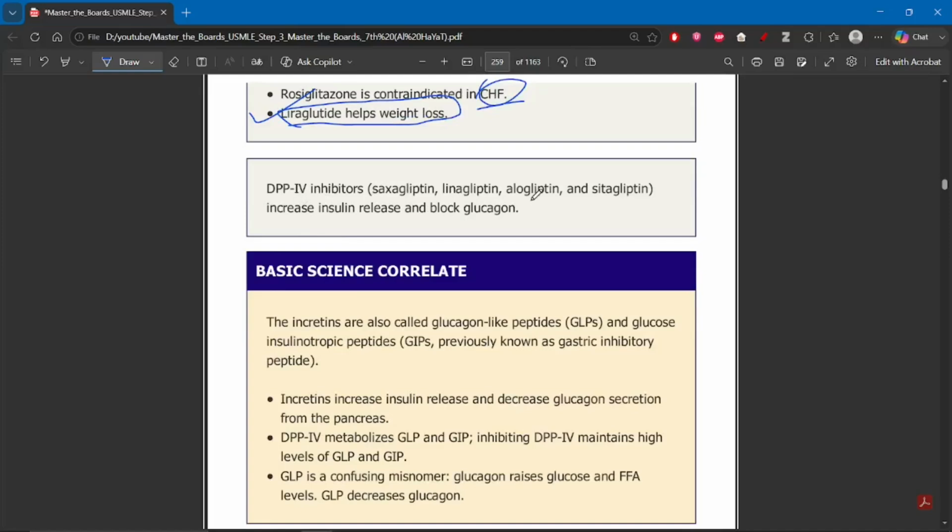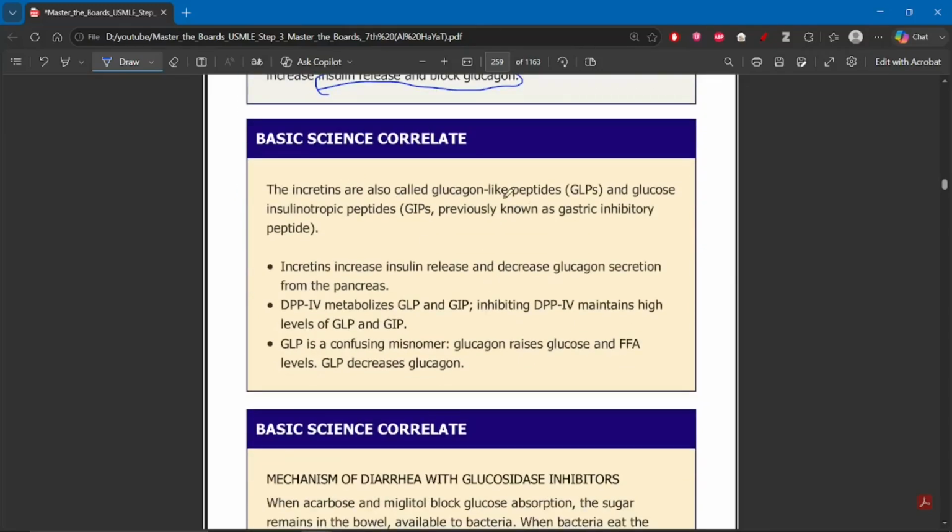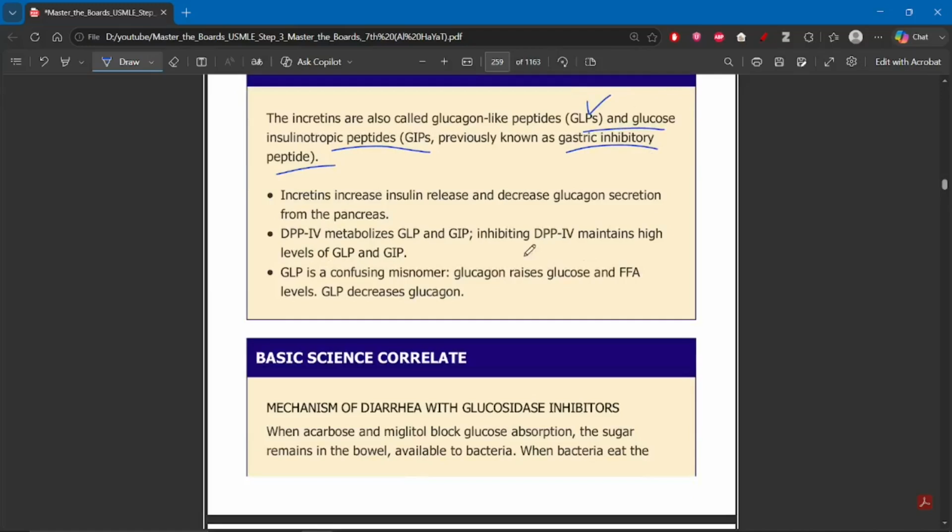DPP4 inhibitors, saxagliptin, linagliptin, alogliptin, and sitagliptin, increase insulin release and block glucagon. It's an important point to remember. A basic science correlate: the incretins are also called the GLP-1 agonists, and glucose-dependent insulinotropic peptide, previously known as gastric inhibitory peptide. So not important, just remember this name. Incretins increase insulin release and decrease glucagon secretion from the pancreas. DPP4 metabolizes GLP and GIP. Inhibiting DPP4 maintains high levels of GLP and GIP.